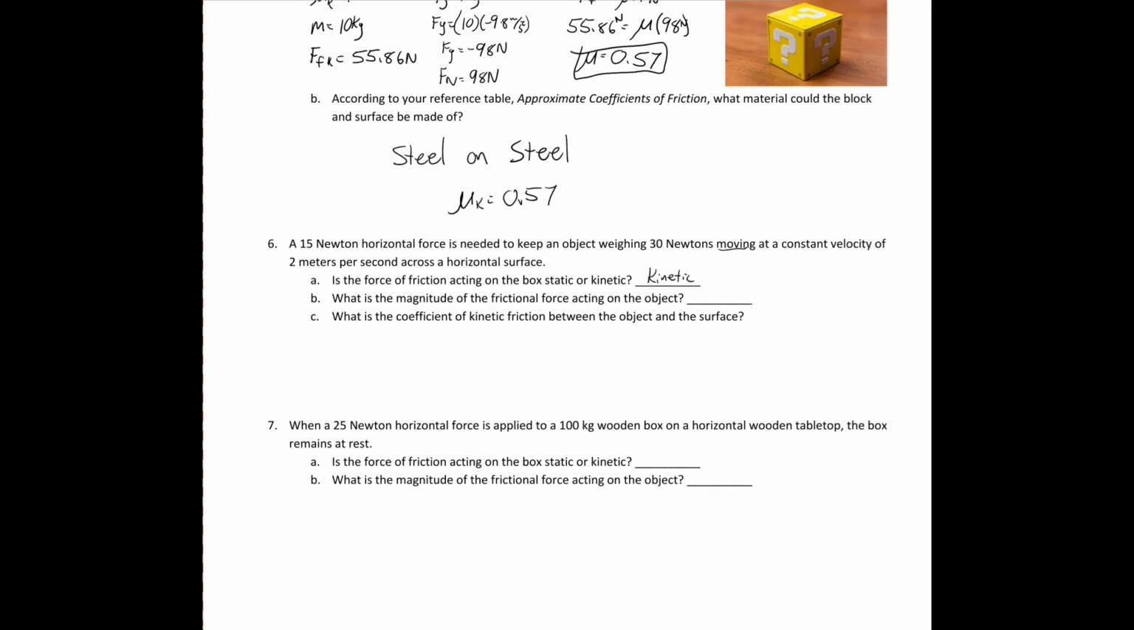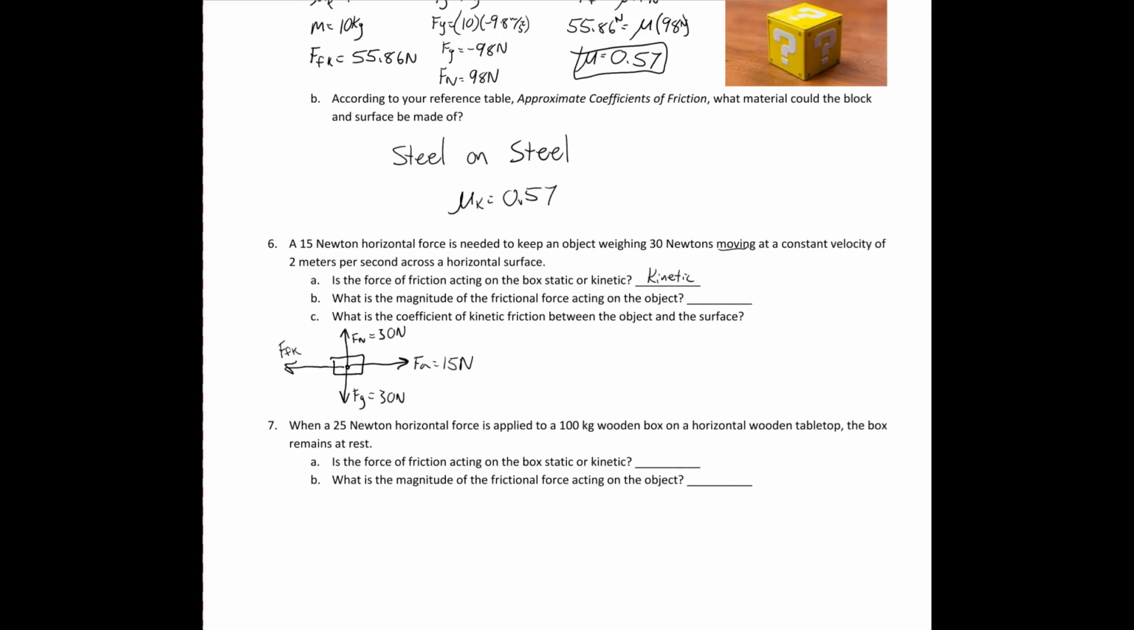It's moving. What is the magnitude of the frictional force acting on the object? We could draw ourselves a free body diagram to help explain this, right? So Fg, there's a weight pulling you down. There's a normal force pushing back up. It's a level surface. If this is 30 newtons, this is 30 newtons, I'm applying a force of 15 newtons. And it's moving at a constant velocity. So there must be some frictional force.